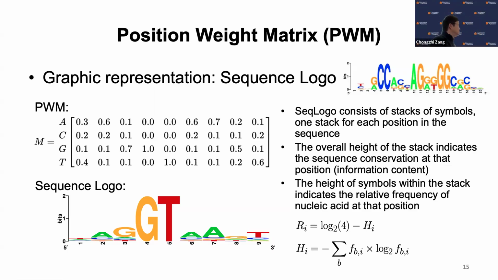We have this 2 to the 2. So the entire information content is 2 bits. If there is no way to determine whether this is any one of the 4 nucleotides, that means there's equal probability of all of the 4 nucleotides ATGC. That means we do not have any information to distinguish any of them. Then the information content is 0.